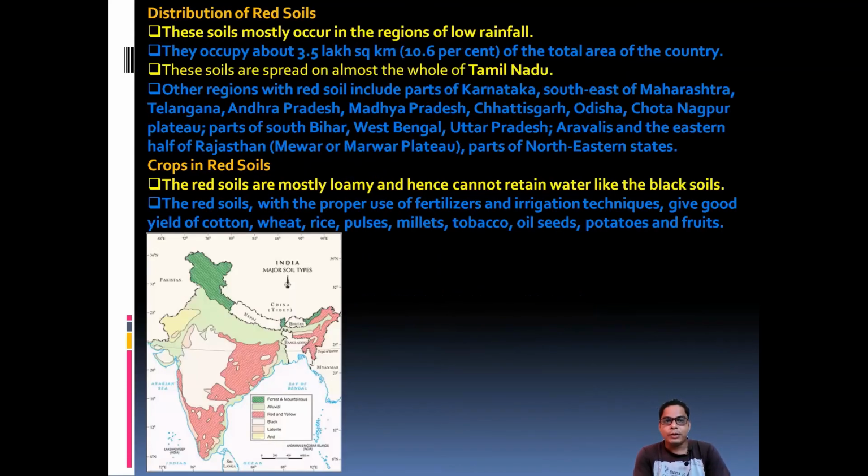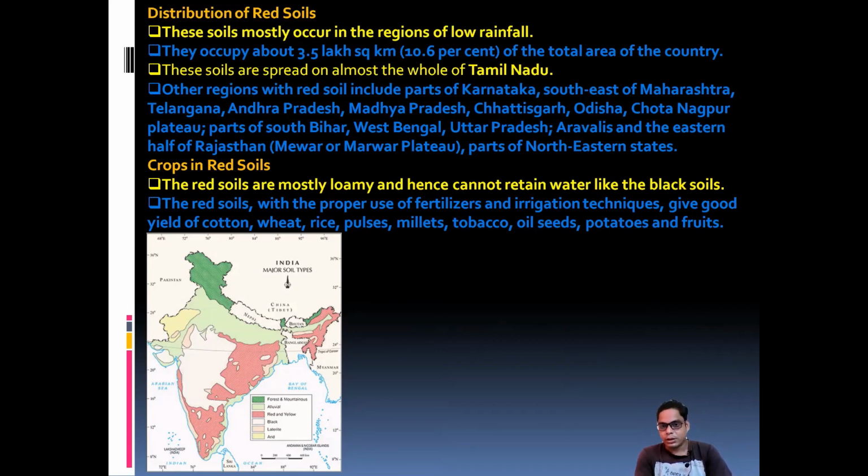Distribution: these soils mostly occur in regions of low rainfall, and they occupy 3.5 lakh square kilometers, that is 10.6% of the country's total area, and are spread over almost the whole of Tamil Nadu. Other regions are Karnataka, Southeast Maharashtra, Telangana, Andhra Pradesh, Madhya Pradesh, Chhattisgarh, Odisha, Chotanagpur Plateau, parts of Bihar, South Bihar, West Bengal, Uttar Pradesh, Aravalli, the eastern half of Rajasthan, the Mewar and Marwar Plateau, and parts of the northeastern states.